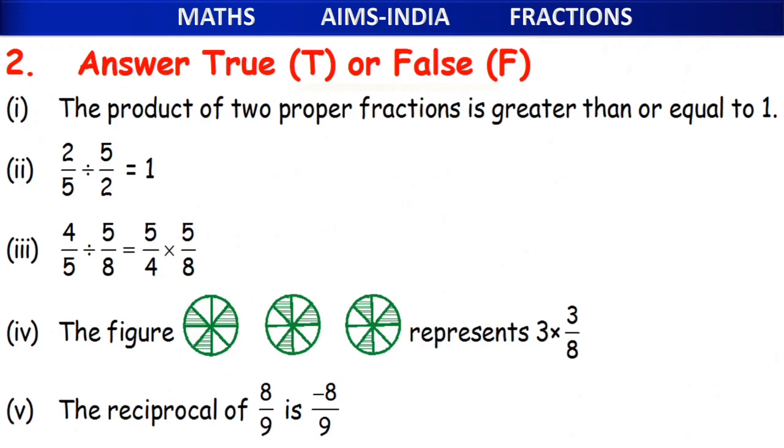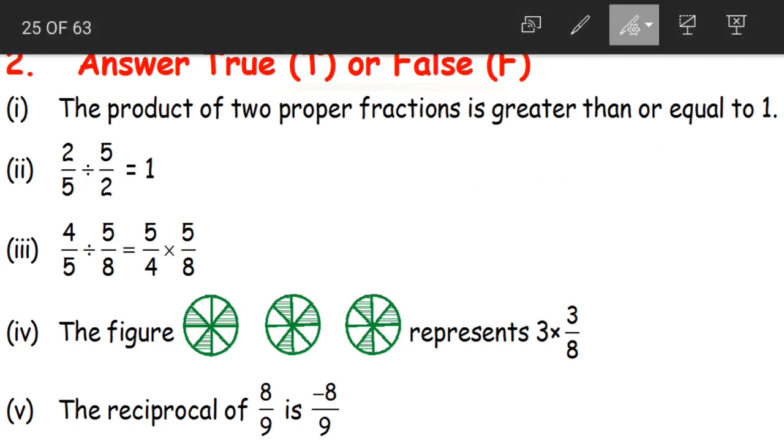Yes. Clear, students? Till now, moving on to some true or false questions. The product of two proper fractions is greater than or equal to 1. Now what are they saying? The product of two proper fractions. Let us take two proper fractions. What are proper fractions? Proper fractions are those in which the numerator is less than the denominator. Yes. Now 1 by 6 is a proper fraction and 2 by 5 is another proper fraction.